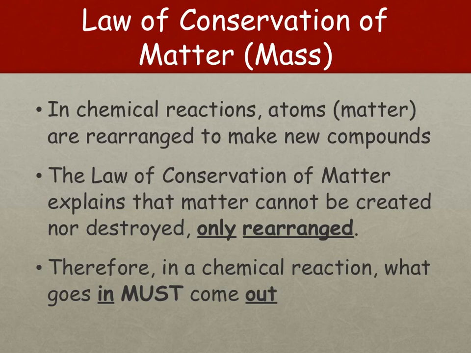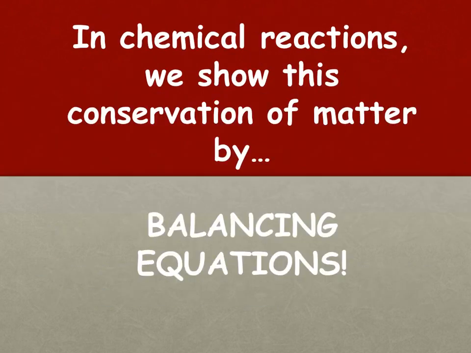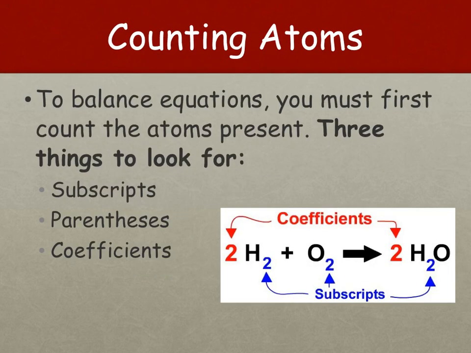So the whole idea is whatever goes into the reaction needs to come back out. And so we show that by balancing the equation numerically. To balance the equation, we start by counting up how many of each atom we have on each side. So coefficients and subscripts and parentheses are going to be the methods for how we deal with those numbers.